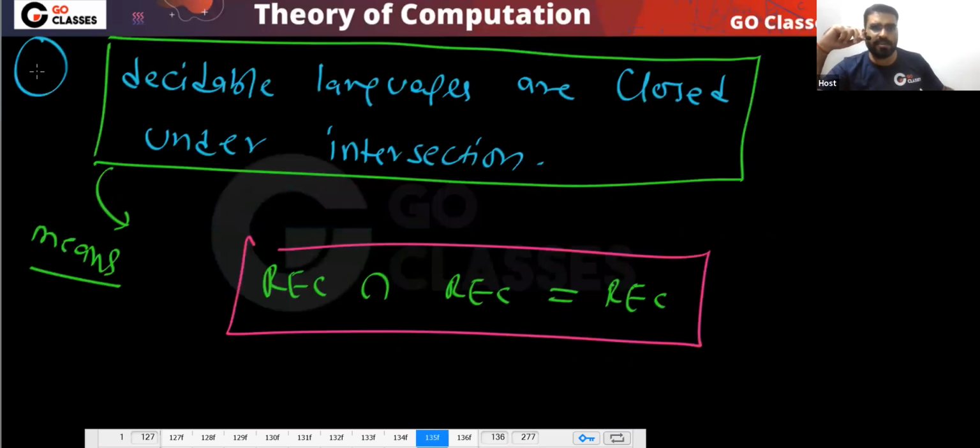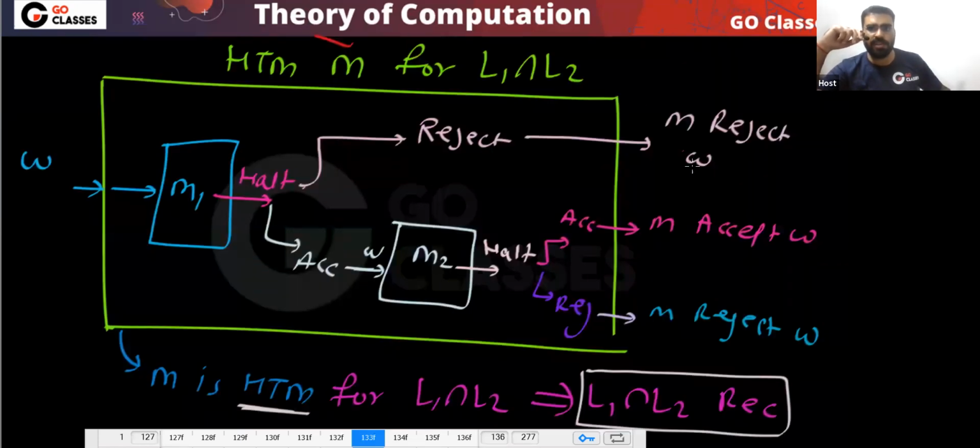Now tell me, the second one: what can I say about recognizable languages? Are they closed? Yes, they are also closed. But will this method work?